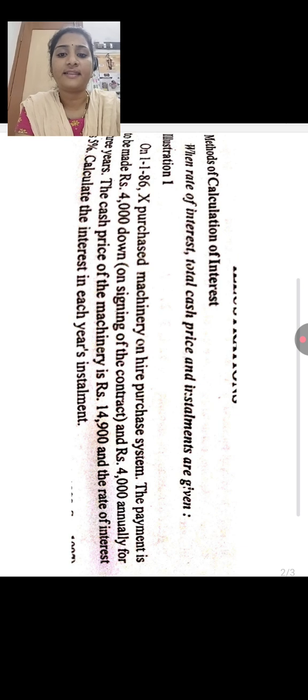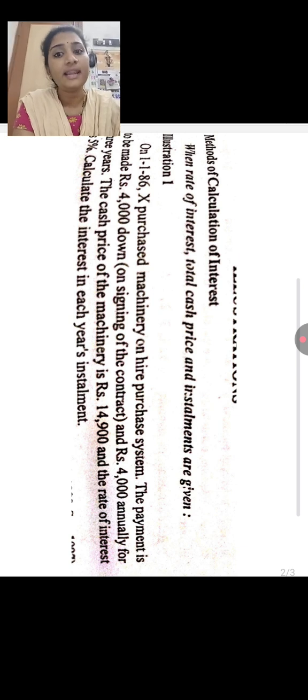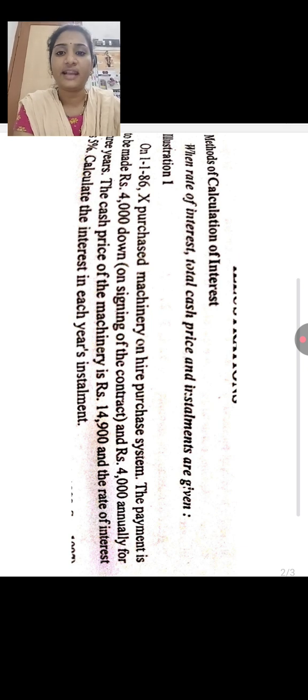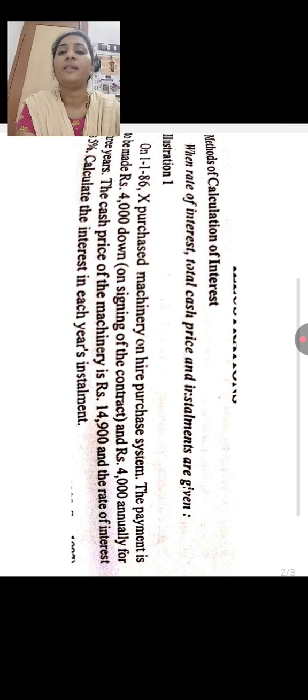X purchased machinery on hire purchase system. So he is buying a product on hire purchase system, not on installment basis. The payment is to be made: rupees 4,000 as down payment. That is the amount paid on signing the contract, called the down payment. The total amount is 4,000 rupees, and 4,000 rupees annually for 3 years. He has taken annual payments for 3 years. The amount is also 4,000. The down payment is also 4,000.